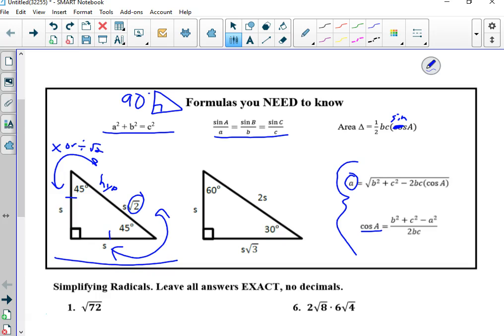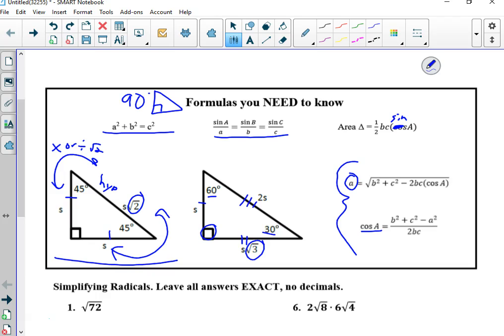Now, notice here we have a 30, 60, 90 triangle. 3 different size of angles. Hence, 3 different side lengths, which makes it a scalene triangle. And since it has 3, this one uses the radical 3.